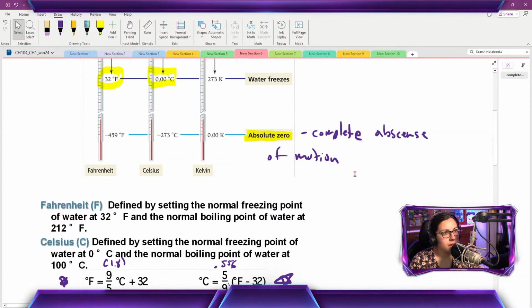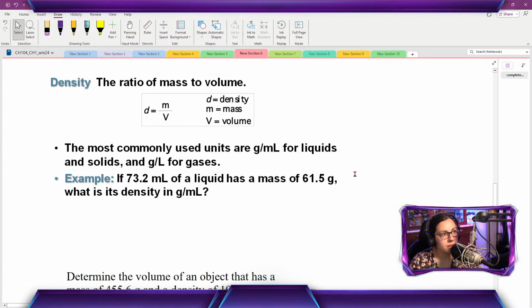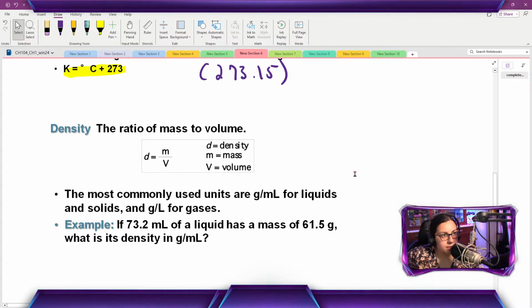So not too bad with those questions there. All right, so now let's look at density. And again, you have some practice with your lab.